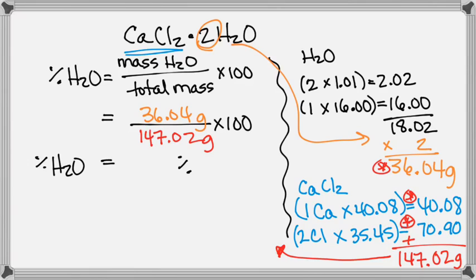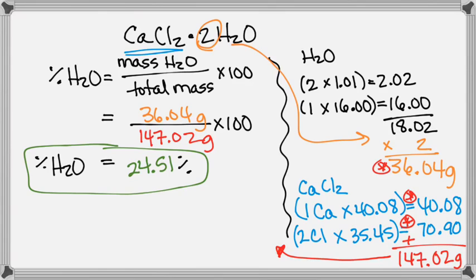And whenever you do your math, your final answer should be really close to 24.51% water. So again, with problems like this, we are already abbreviating the math quite a bit. Make sure you know how to read your periodic table. Show me the math that you're doing so I don't have to guess where any of these numbers are coming from, and we will all be on the same page. So there is percent composition.